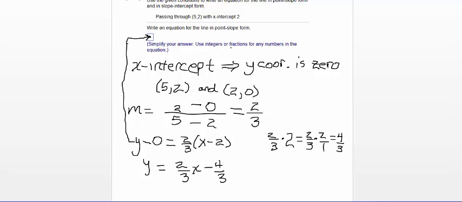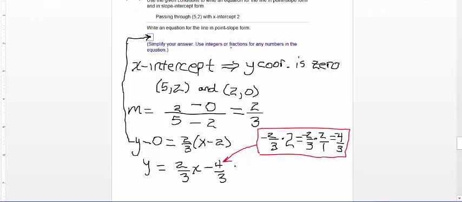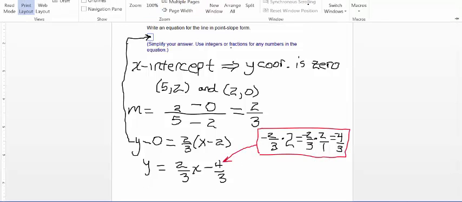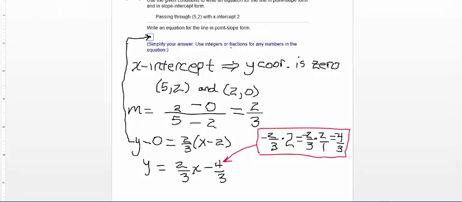And 2/3 times 2 is the same as 2/3 times 2 over 1. I multiply the numerators to get 4. I multiply the denominators to get 3. And that's where technically I'm doing negative 2/3 times 2, which is negative 2/3 times 2 over 1, which is negative 4 over 3. So that's where that negative 4 over 3 is coming from. All right, now this is my slope-intercept form of my line equation.